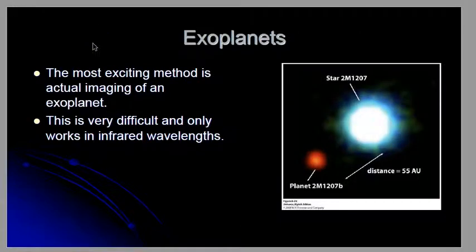A really cool way of finding exoplanets is to actually take a picture of them. Now this is hard to do because they are very close, relatively speaking, to their stars, and it's something that only works in the infrared. And you can see here a picture of an exoplanet around a star, and you can see it's quite far out, 55 AU. So it's almost twice as far from its star as Neptune is from our sun.